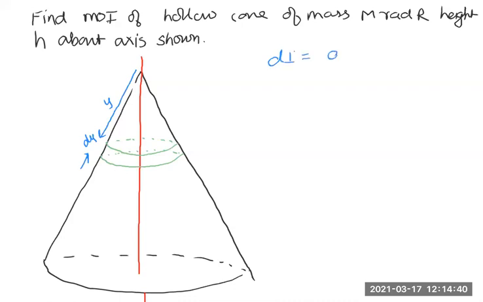dI is equal to dm into radius square, because the ring's moment of inertia is mass into radius square. So we need to find dm and we need to find the radius. If this angle is theta, then this radius should be equal to y upon sine theta. dm should be equal to M divided by the surface area of a cone.